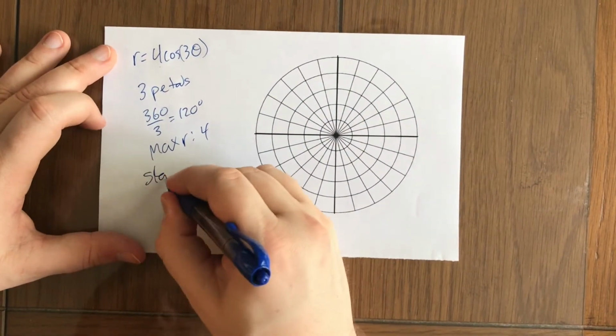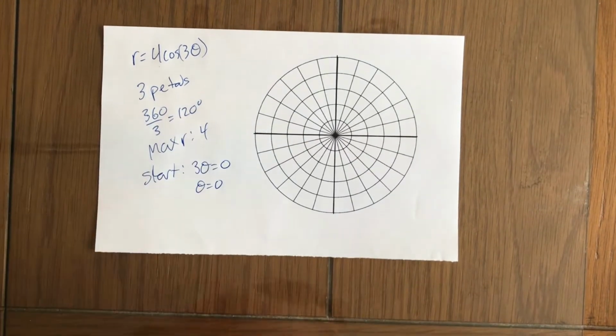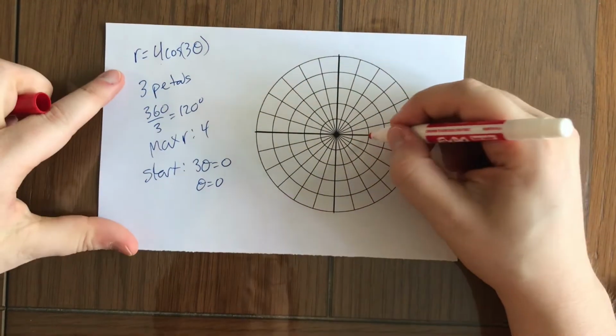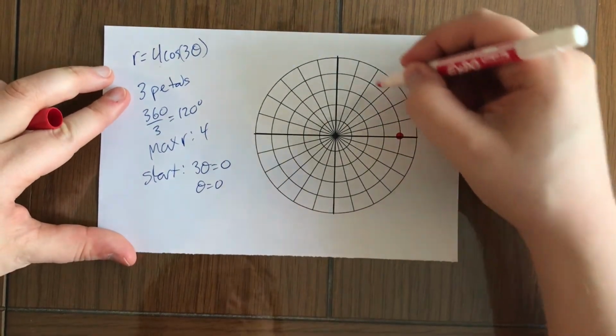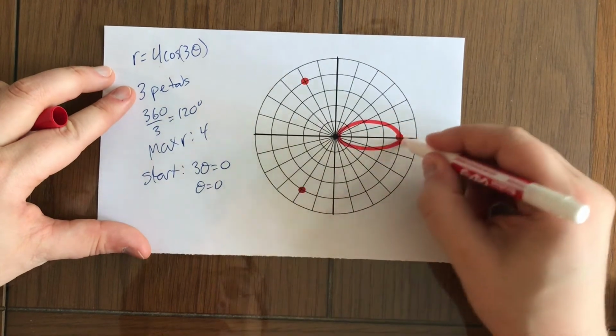This is cosine, so it will start at 3 theta equals 0. So theta equals 0 is where it begins. So 1, 2, 3, 4, and then I'm just going to go 120 away. Boom, and boom. Here we go.